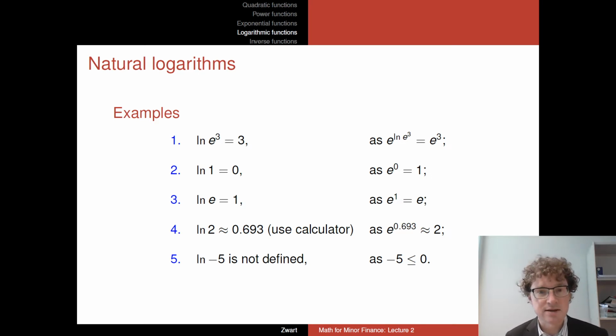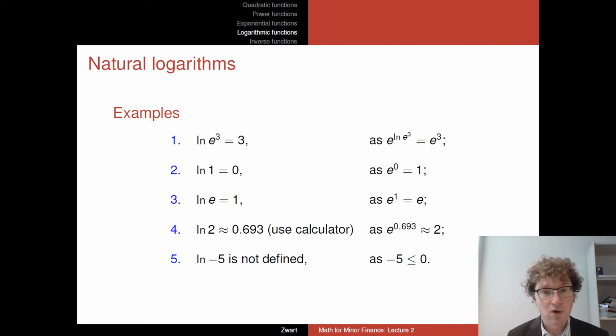Similarly, in the second example, what's the log of 1? Well, e to the power 0 is 1. Anything to the power 0 is 1. So 2 to the power 0 is 1, or 10 to the power 0 is 1, and also e to the power 0 is 1. So the log of 1 is actually 0.